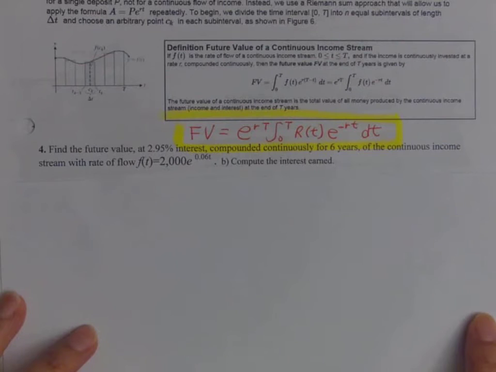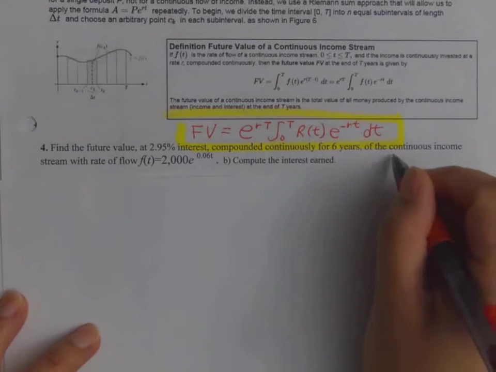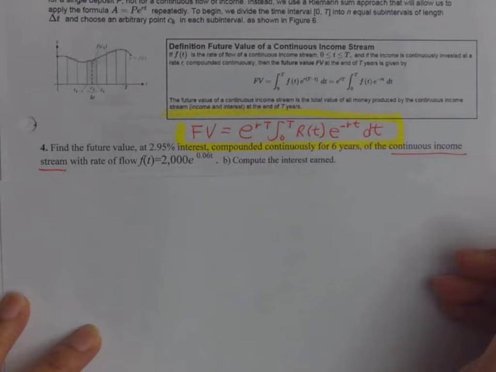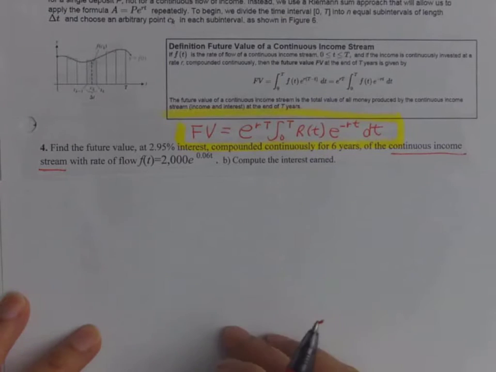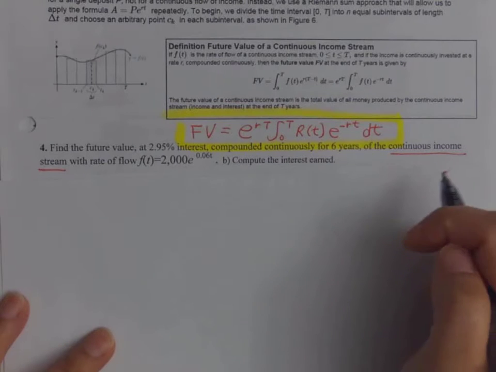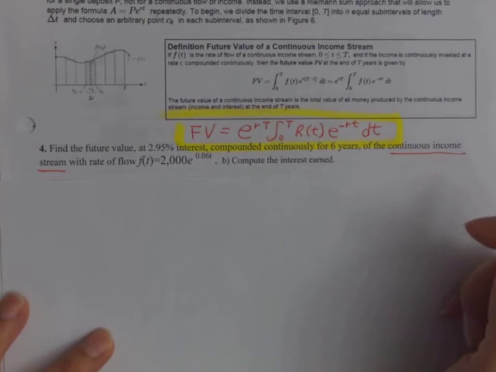All right, so we need to find the future value at 2.95% interest compounded continuously for 6 years of the continuous income stream with the rate of flow f of t equal to 2000 e raised to 0.06 t. We need to compute the interest earned. So we're focusing on using the continuous income stream formula for that.